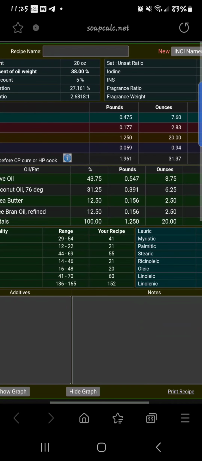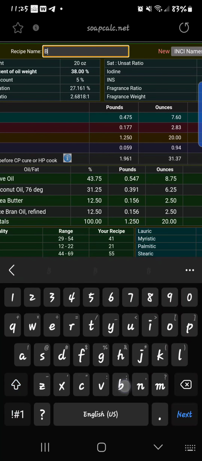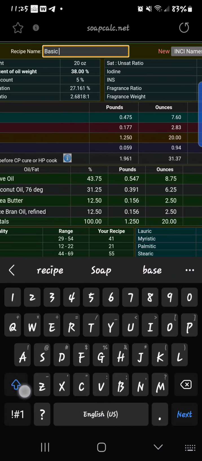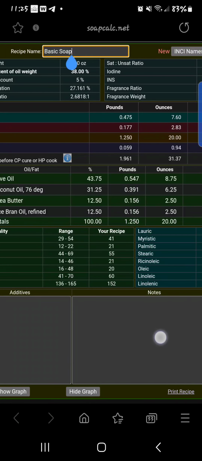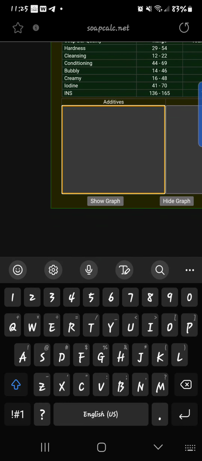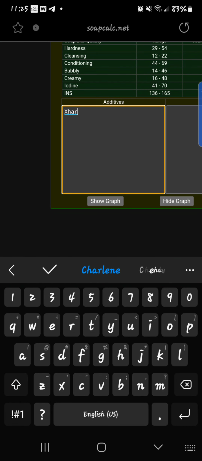So once you get to this page and you're satisfied, then you can go ahead and type in what you want to name your soap. So we're going to name this the basic soap. And let's say you put some additives in there. So you can say you put charcoal, and you did 1 ounce, and let's say you added oatmeal and you did 1 ounce. So you can put what additives you want in there.